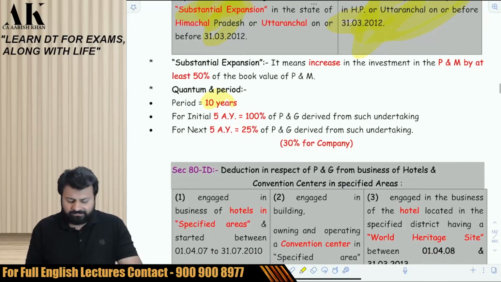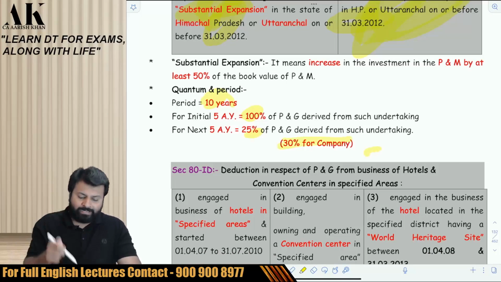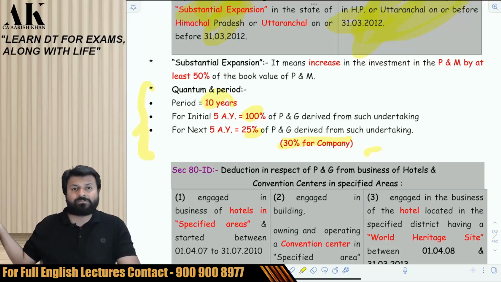Okay. Deduction will be available for how many years? 10 years. First 5 years 100%, next 5 years 25%, and if you are a company, again it is 30%, just like the first section, that is 80-IB. The deduction is exactly like the first section, that is 80-IB. Over there also it was same only.